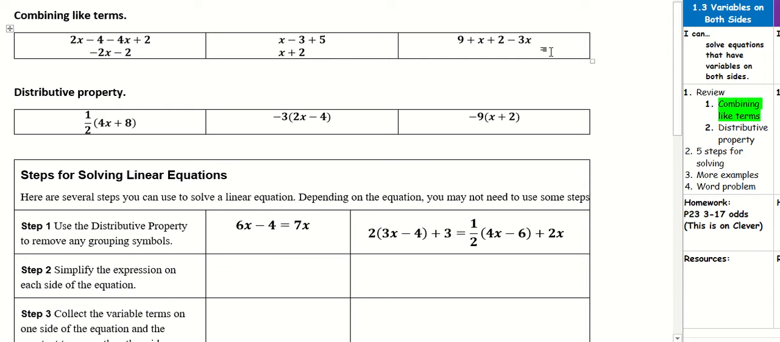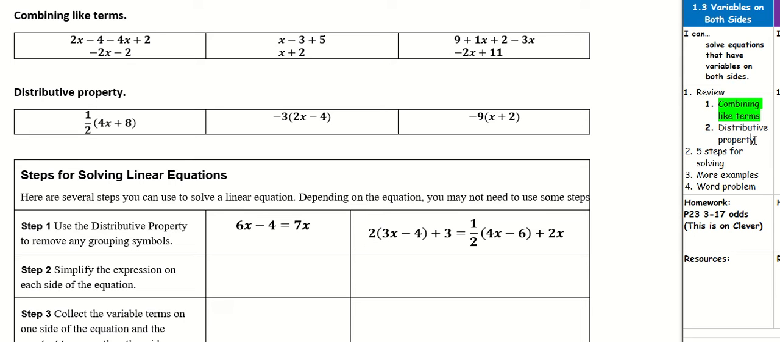Last example of combining like terms, 9 plus x plus 2 minus 3x. If I look at my x's, I have x minus 3x. What we need to remember is there's secretly a 1 on that x. So 1x minus 3x gets me negative 2x. Then I have 9 and 2, which I can add together because neither of them have an x on them. 9 plus 2 is 11, so plus 11. So these are simplified forms because I combined like terms.